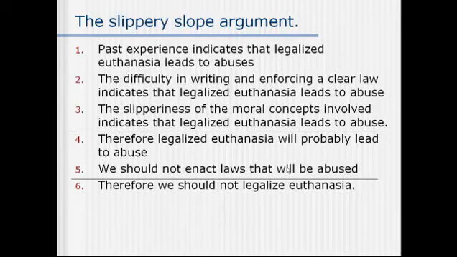Callahan has some pretty compelling evidence that the slope with euthanasia genuinely is slippery. Perhaps the most compelling evidence that he can point to is practical experience. The Dutch experience is what he mentions. Other work has also been done looking at quasi-legalization of euthanasia in Switzerland, and you see a similar slippery effect. When you legalize euthanasia, abuses occur. He also points to the difficulty in writing laws that are clear and the difficulty in pinning down the moral concepts involved. And he says that all of these let us know that the slope is slippery. Legalized euthanasia will probably lead to abuse. Since we shouldn't enact laws that will be abused, we should not legalize euthanasia.